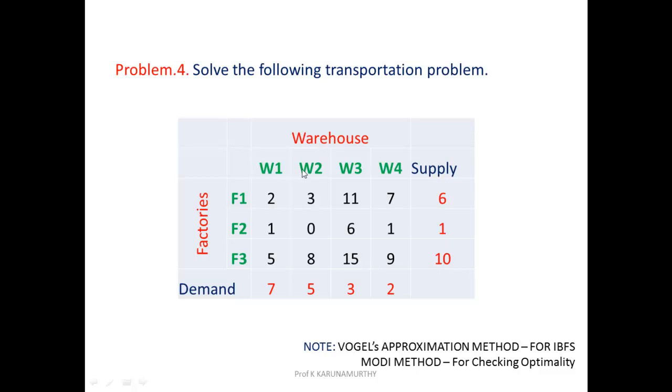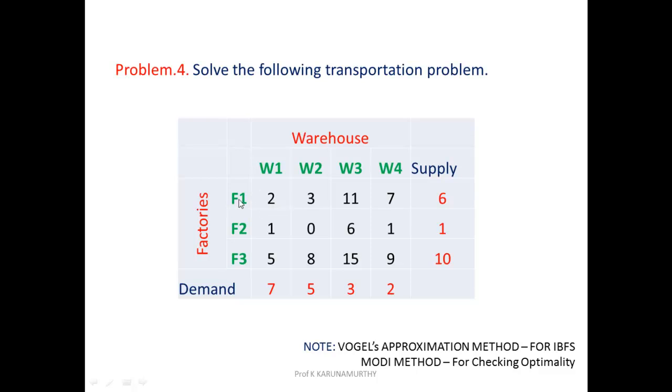Whereas at these warehouses W1, W2, W3 and W4, the demand over a period of time is given here. For warehouse 1 the demand is 7, for warehouse 2 it is 5, for warehouse 3 it is 3, and for warehouse 4 the quantity required, the demand at warehouse 4, is 2. And the cost of transportation from factory 1 to warehouse 1 is given here. For a unit transport, the cost involved is rupees 2.